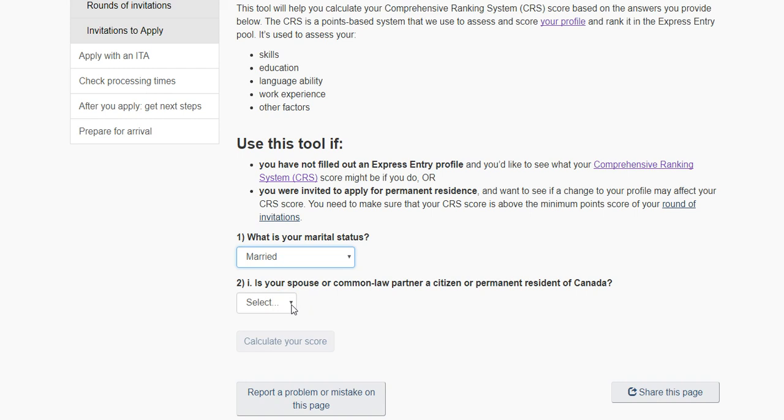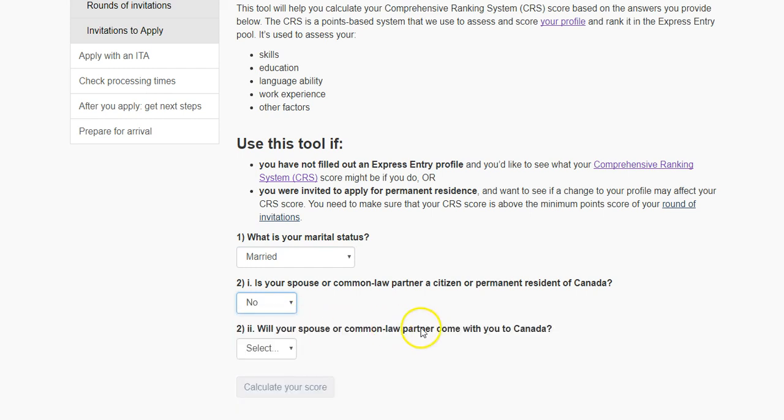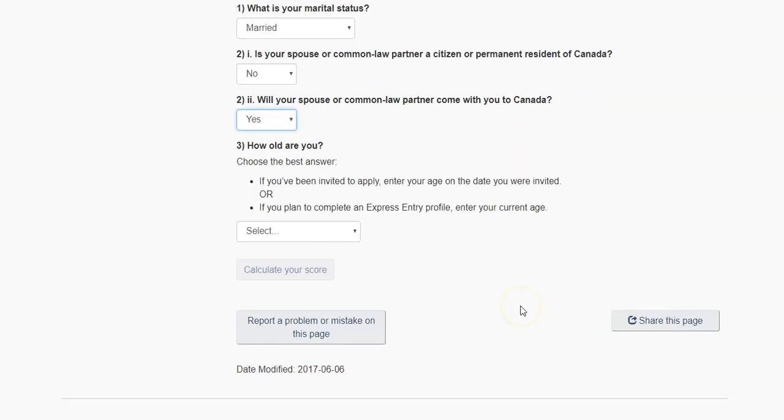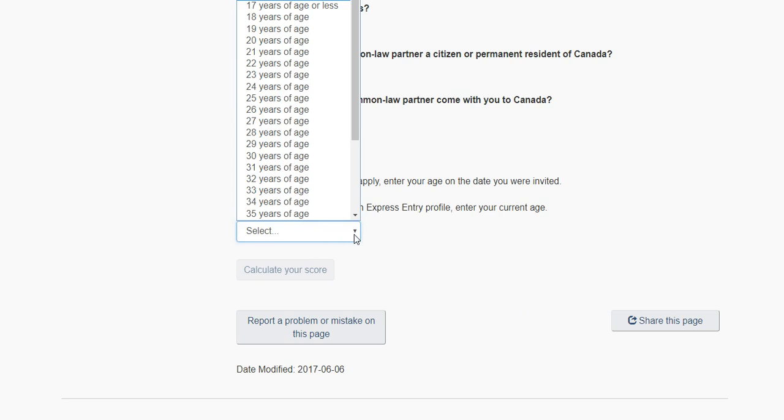Is your spouse or common law partner a citizen or permanent resident of Canada? As the second question, I would say no. Will your spouse or common law partner come with you to Canada? I would say yes. Then the age question: let's say I'm 35 years old.